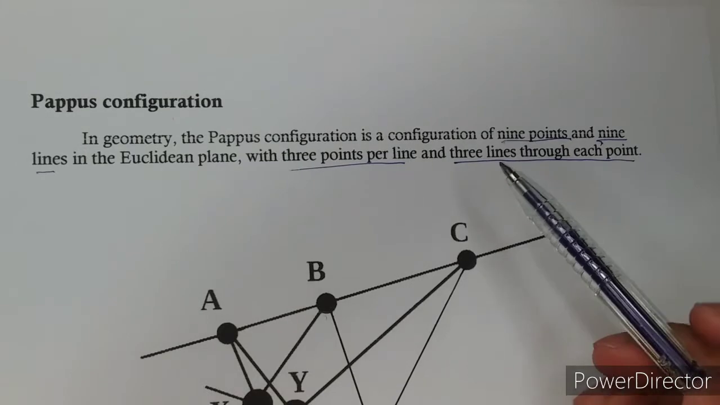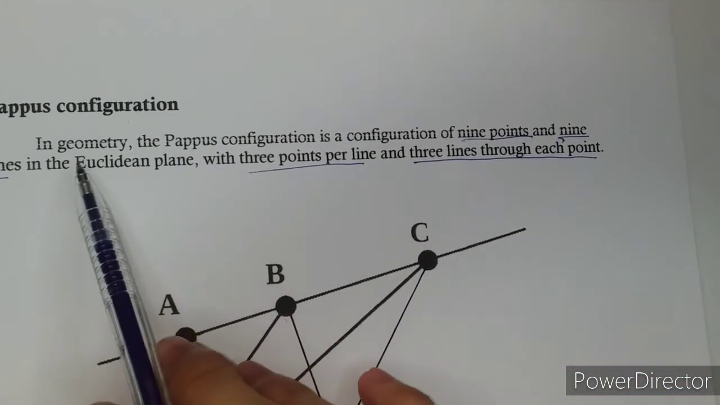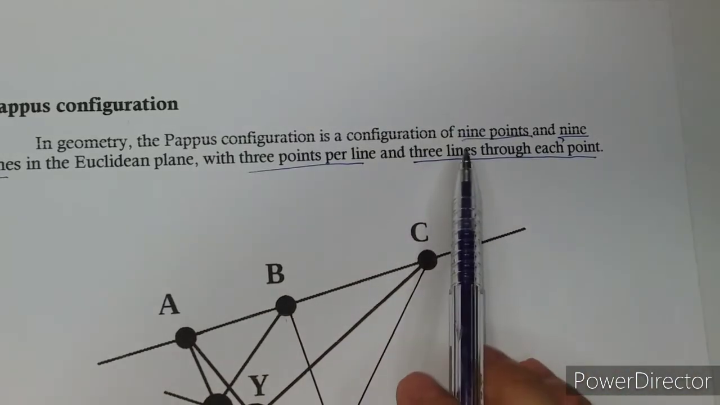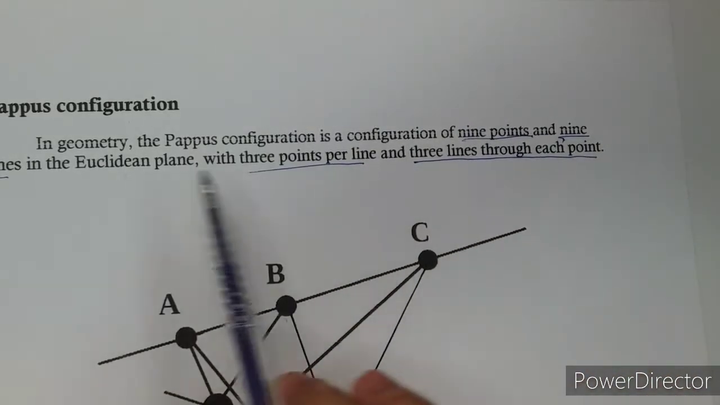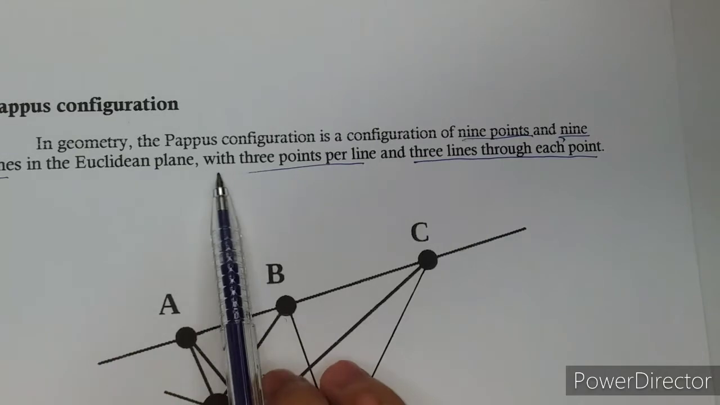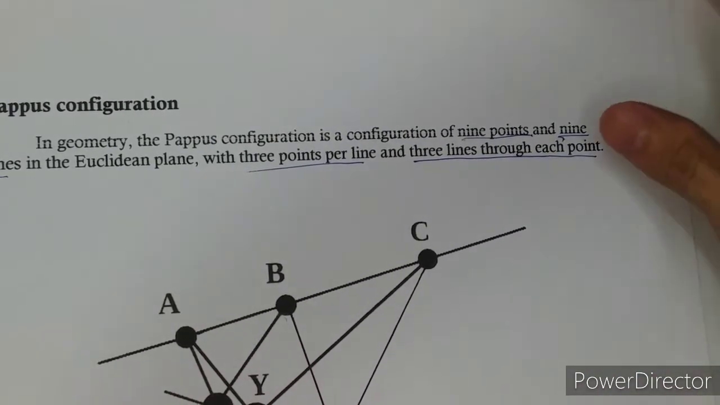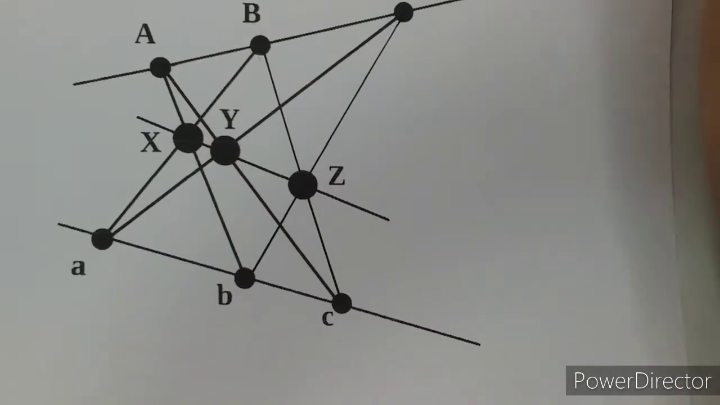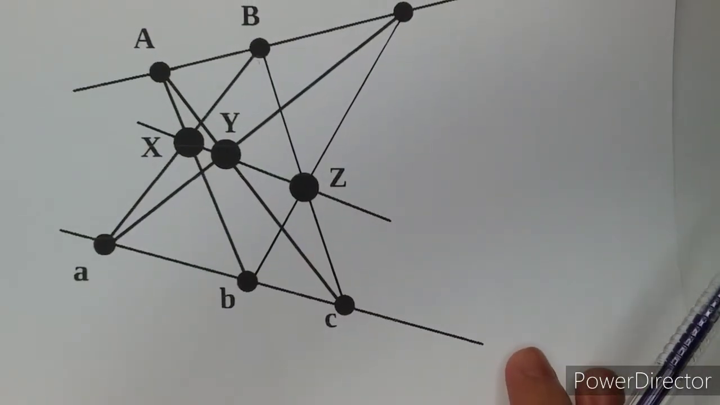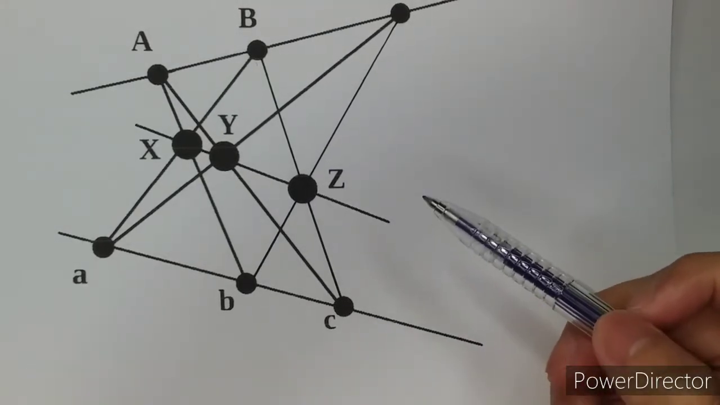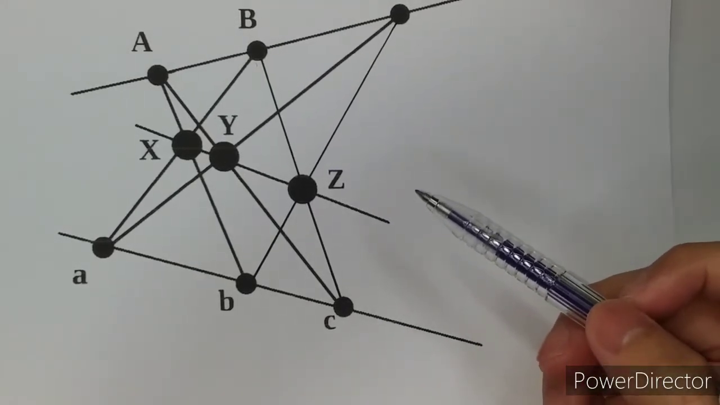So the next one is the Pappus configuration. In geometry, the Pappus configuration is a configuration of 9 points and 9 lines in the Euclidean plane, with 3 points per line and 3 lines through each point. So this is an example of a Pappus configuration. This configuration is named after Pappus of Alexandria.